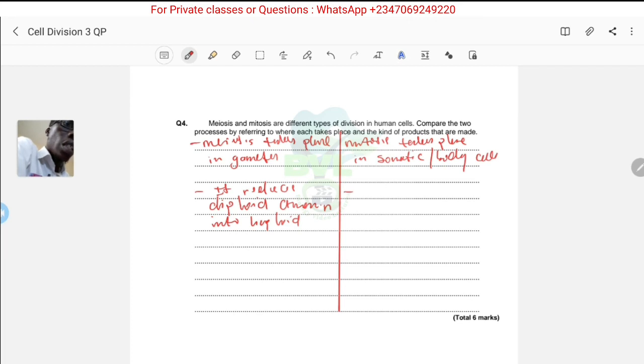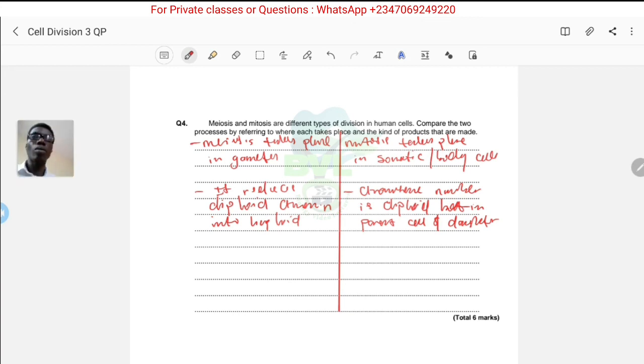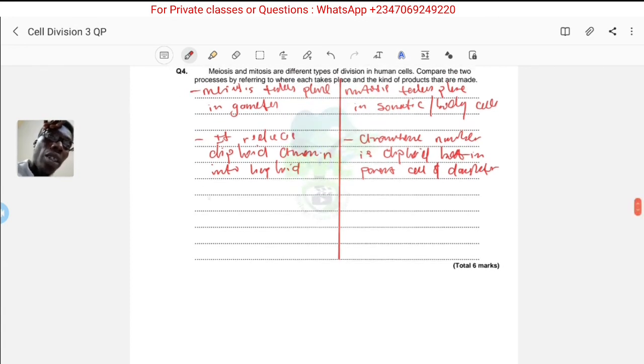In mitosis, the chromosome number is diploid, both in the parent cell and daughter cell. Please don't mind the way I'm writing very fast and a bit not so nice. I think it might get better now with the way I've rearranged this.